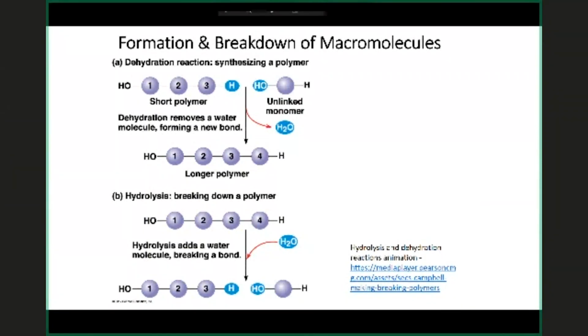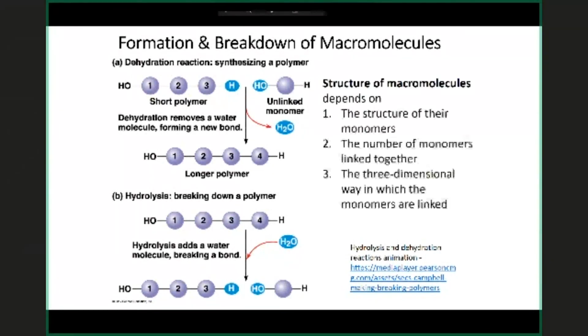So I want to show you the type of information that we would have already discussed in lecture before getting to this point of role play. I would have already gone through explaining how the formation and breakdown of macromolecules would occur. I would have given them this visual of a dehydration reaction, talking about synthesis of a polymer, a hydrolysis reaction, breaking down a polymer, and then the structure of the macromolecule depending on the structure of their monomers, the number of monomers linked together, and the three-dimensional ways in which the monomers link.